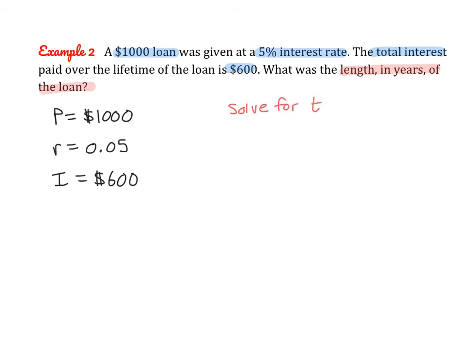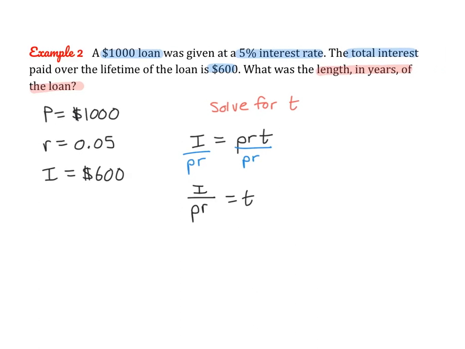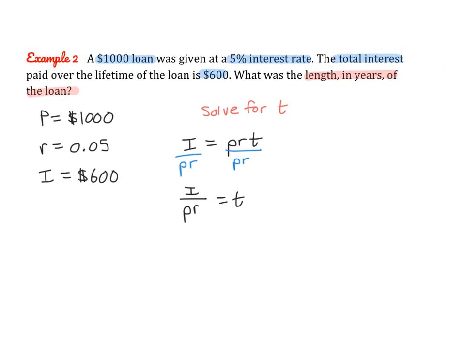So let's start by taking our interest formula, I equals PRT, and let's solve for T. So if we want T to be isolated, we're going to need to get rid of the P and the R. Since they're all being multiplied, we'll use the inverse, which is division, and we can actually divide by P and R at the same time. So this gives us I divided by P times R equals T. So we can use this to help us solve for T.